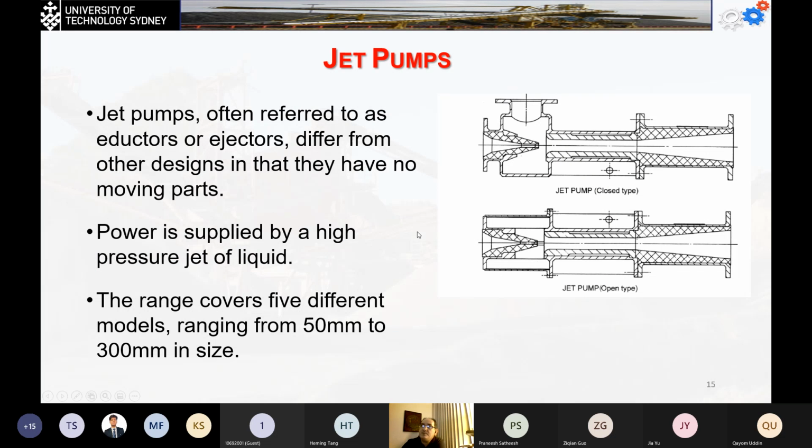The jet pumps use the same effect as we explained with the pneumatic system. We have a very high stream of liquid coming through the jet and mixing with the solid material. And we send the slurry at very high velocity through the conveying pipes.